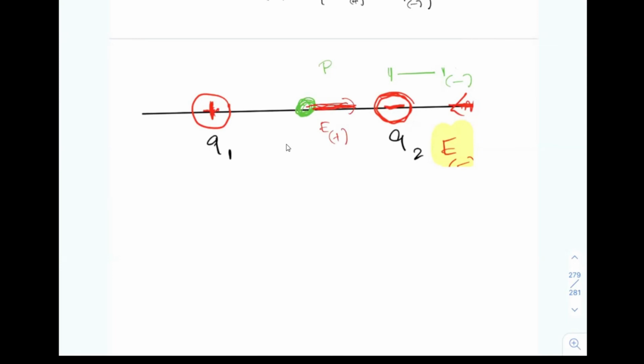Okay, so I think we kind of got disconnected. All right, I got disconnected here somehow.